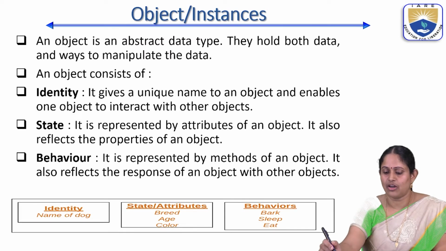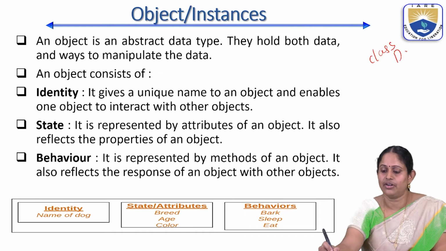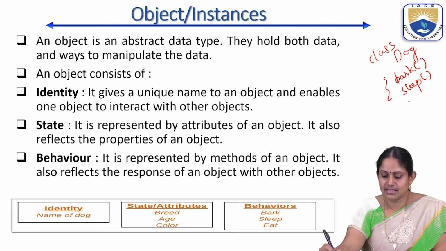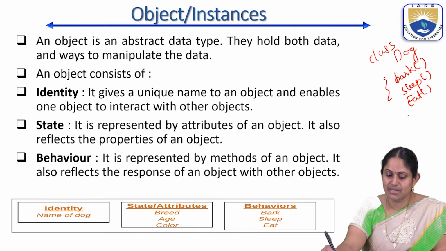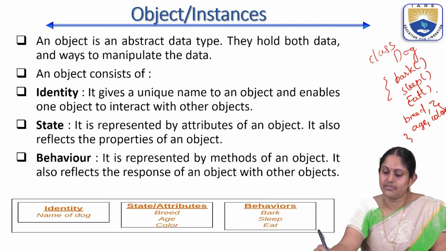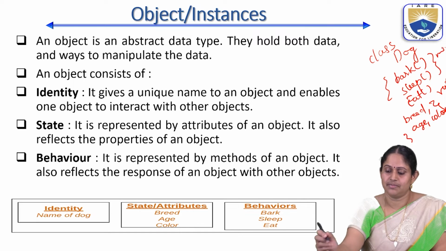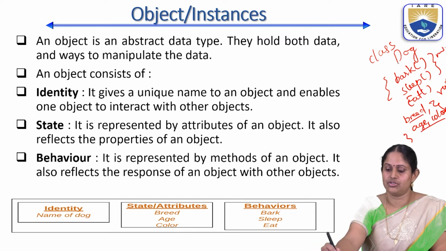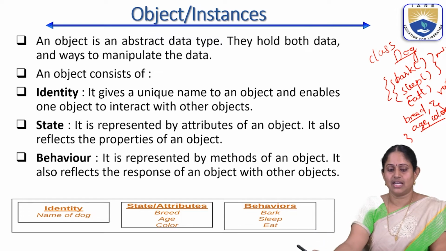Now, let's take an example of a dog. We have a class dog, and the dog can bark, sleep, and eat. These are the methods of the class dog, and it has variables like breed, age, and color. So these are the instance variables of the class dog, and these are the methods of the class dog.